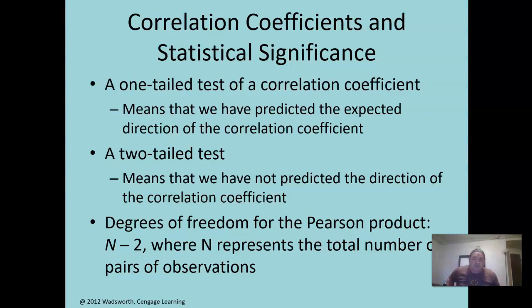And finally, correlation coefficients and statistical significance. A one-tailed test of a correlation coefficient means that we have predicted the expected direction of the correlation coefficient. A two-tailed test means that we have not predicted the direction of the correlation coefficient. Degrees of freedom for the Pearson product-moment correlation is n minus 2, where n represents the total number of pairs of observations.